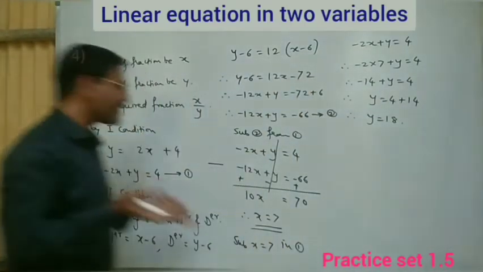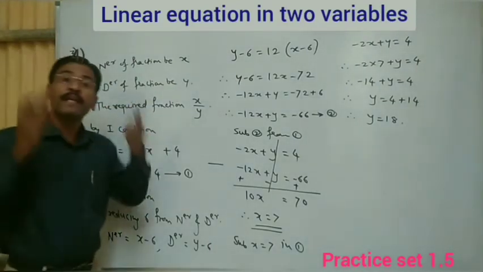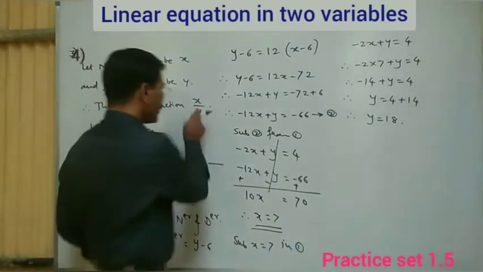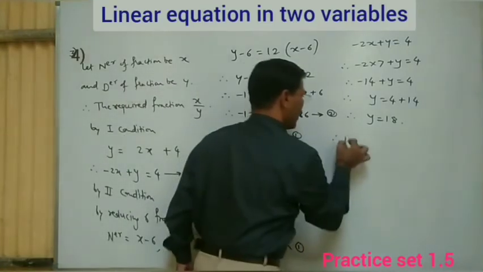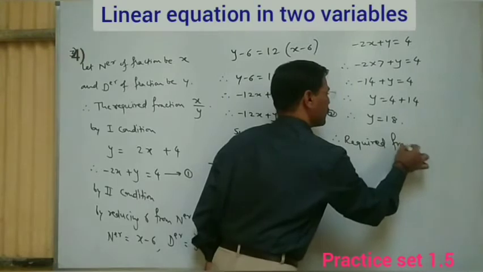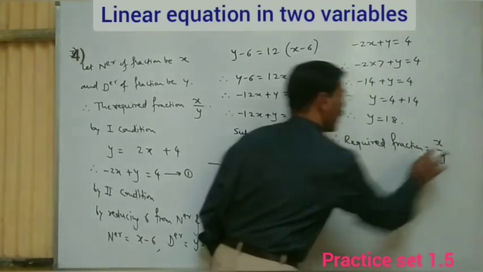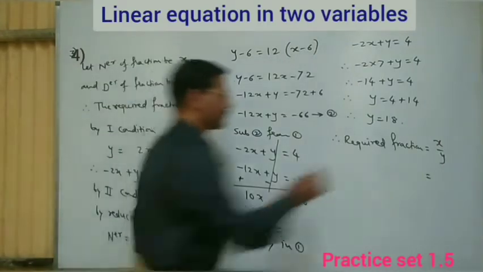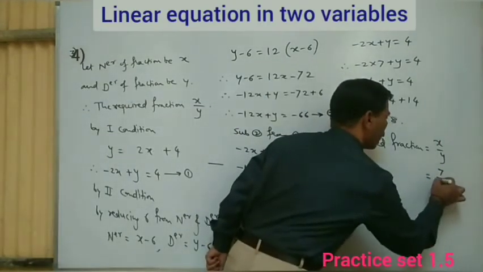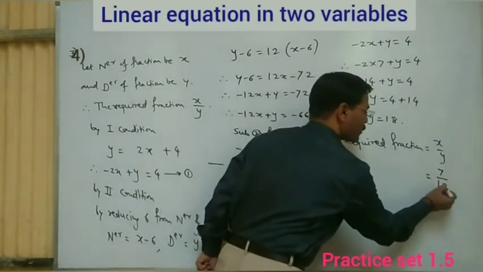So what are x and y? They are the numerator and denominator. What do we have to find? We have to find the required fraction. So here this is in the form of x upon y. Therefore, the required fraction, which is in the form of x upon y. So we'll put, what is x? 7. And what about y? 18. So this is the required fraction.